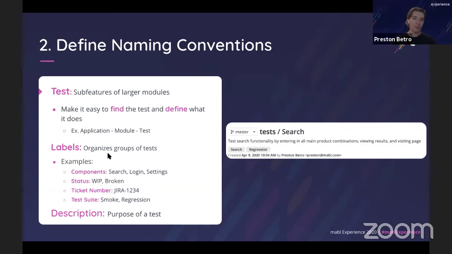Make it easy for your team members to find the test that they need to work on, right? And then have that be part of a definition of what it does. So it makes things easier, makes the machine more well-oiled. That's what these naming conventions are going to do. And you can see some examples there.